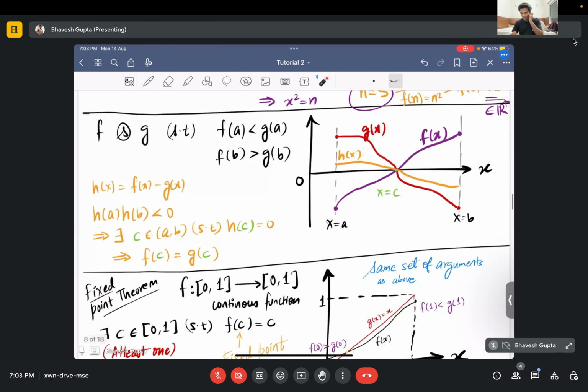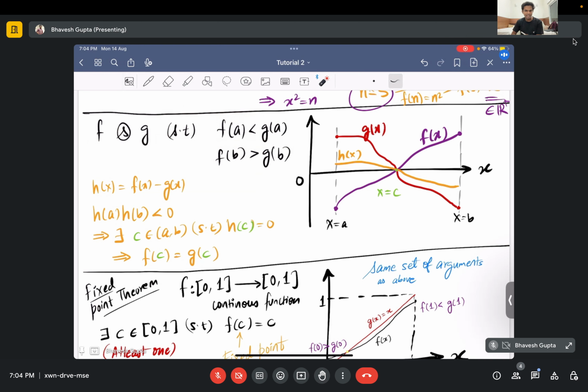In the second situation, what do we see? We have two functions. Let's say f of x and let's say g of x, such that there exist two points such that for x equal to a, the function f is smaller than g, but for x equal to b, the function f is greater than g.